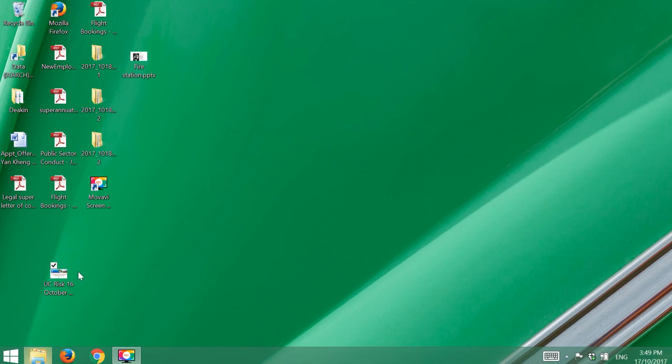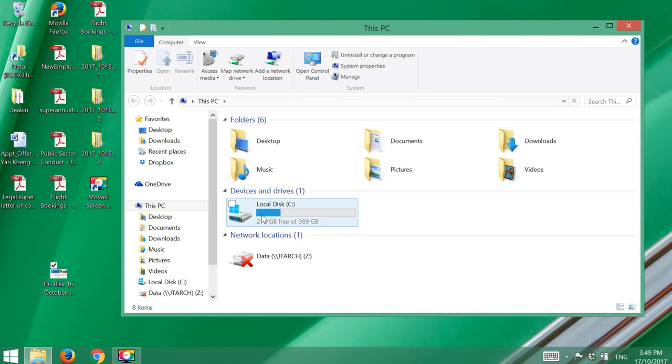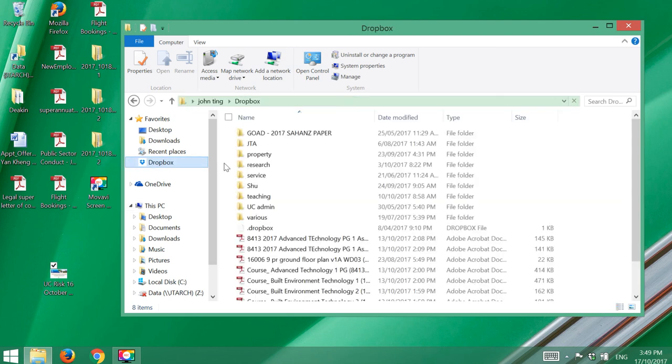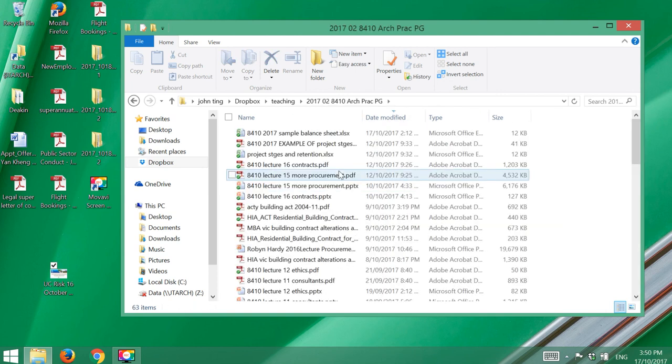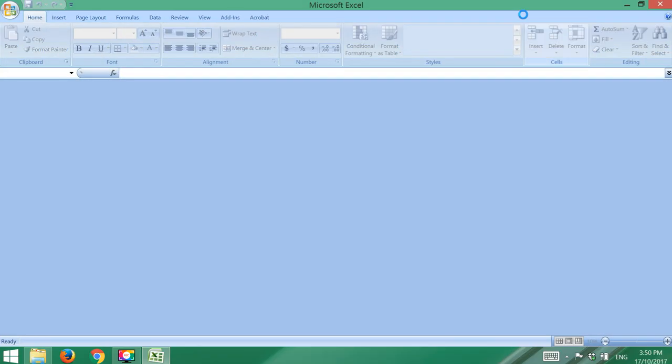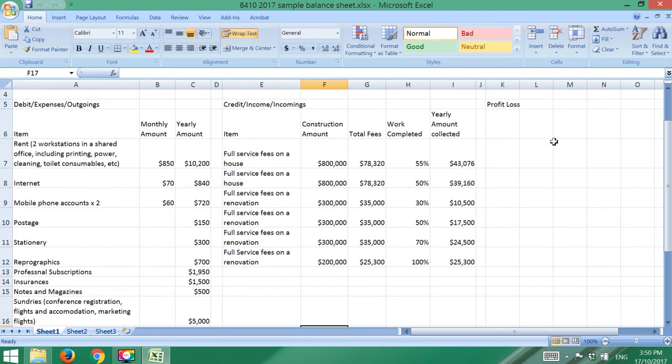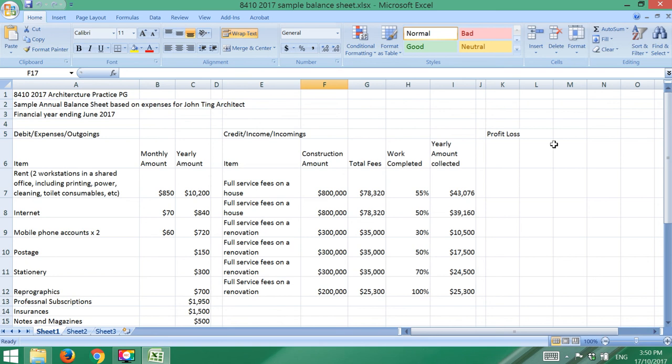Now, what I will do is go to teaching, advanced practice, date modified. I did mention that what you should do is actually prepare a balance sheet, if you like. What I should have done is given you a bit of background as to what balance sheets look like. Essentially, it's an accounting device.